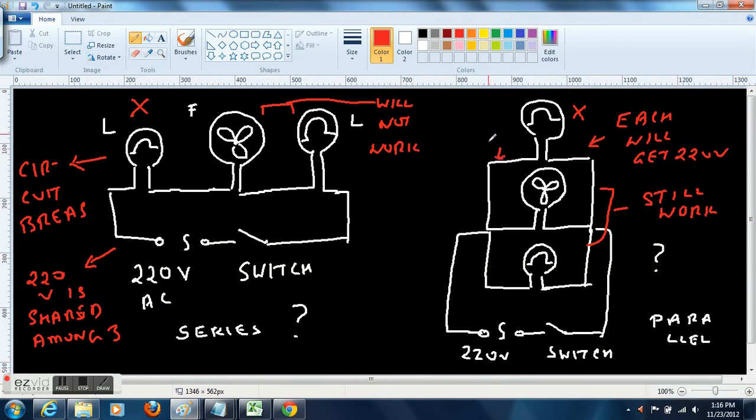Suppose here in this parallel connection I can place one switch for this lamp, one switch for this fan, another switch for this lamp, so I can control them individually. But in case of series it is impossible, because they all have to be controlled by only one switch, and there could be one main switch, which is exactly what happens in your domestic purpose.